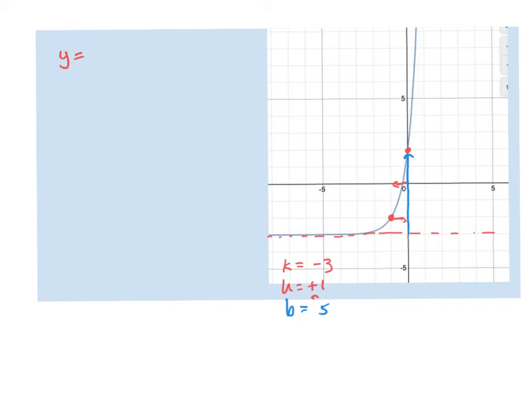Now, we always said that a is 1, so we're not going to worry about that. And since it goes up to infinity instead of down to negative infinity, I know that it is a positive equation. So my final answer is going to be y equals 5 raised to the x plus 1 power minus 3. And that's going to be my equation.